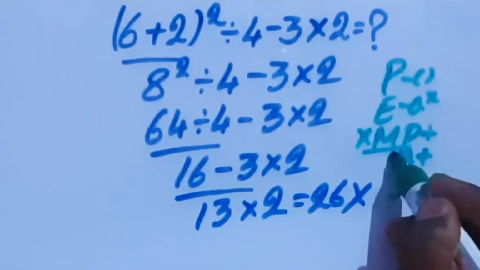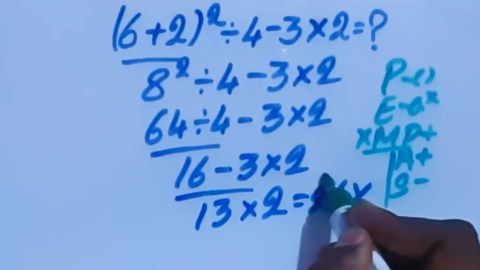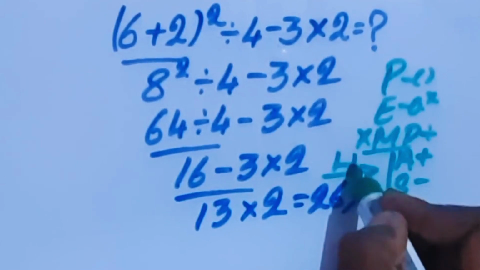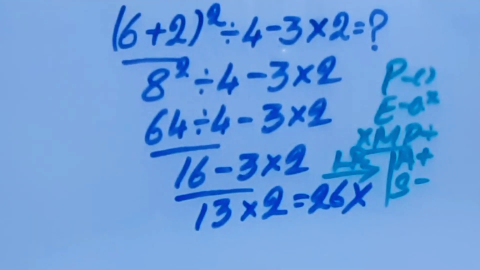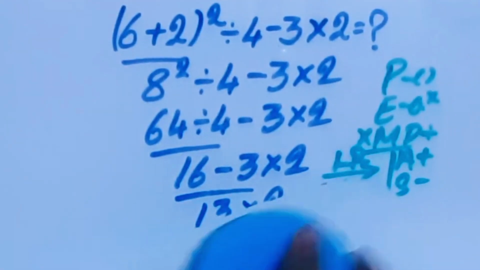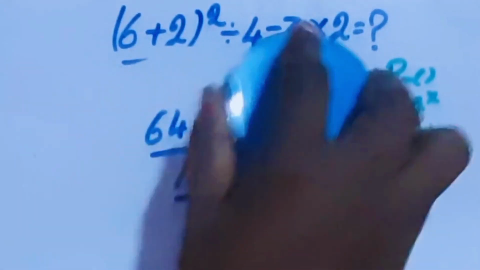Here multiplication and division are equal priority. Also, addition and subtraction are equal priority. For equal priority, we are going to introduce another rule called left to right in the problem. Now we are going to solve this problem the correct way by using the order of operations PEMDAS.